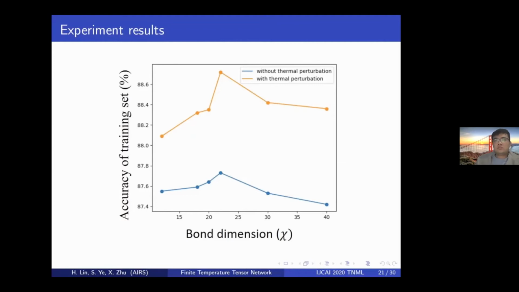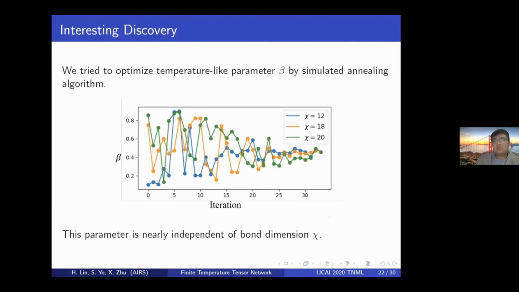Originally, the test accuracy first increased with the increased bond dimension, while it goes through a decrease after a critical number. Such decrement may come from overfitting. Unfortunately, the added temperature layer does not change such a tendency. Until now, I shared the main part of our work.